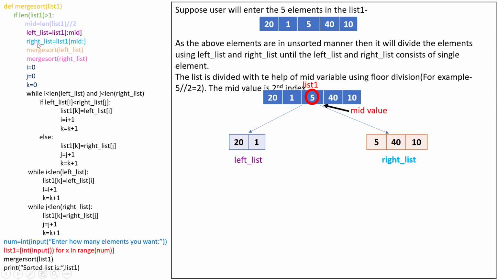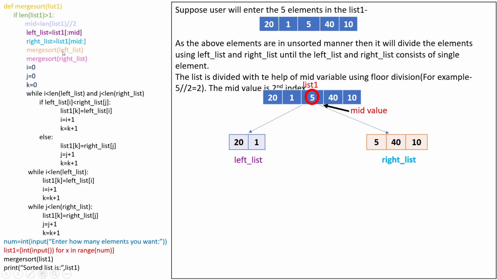Okay. Now the right list will have the elements starting from the mid position to the end of the list. Now what is at the mid position? 5. From 5 to the end of the list is 10. So 5, 40, 10 will be placed in my right list. Next, I have merge sort left list. Now what is this merge sort left list?